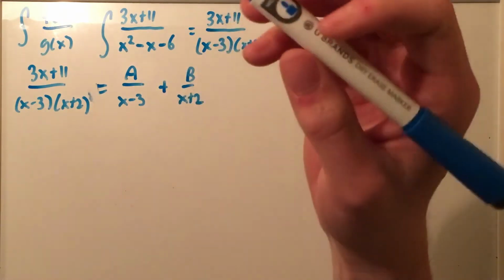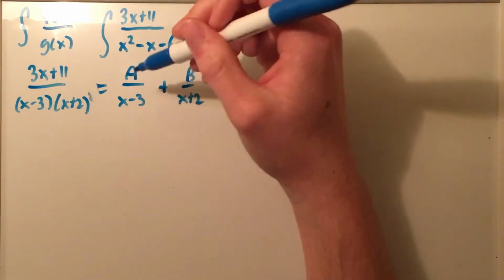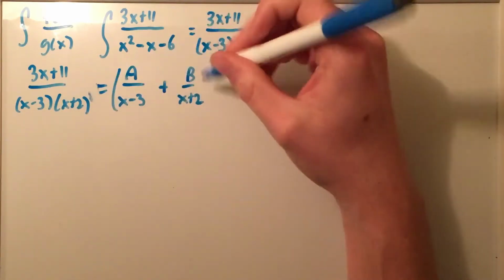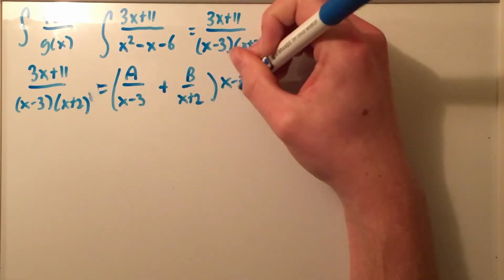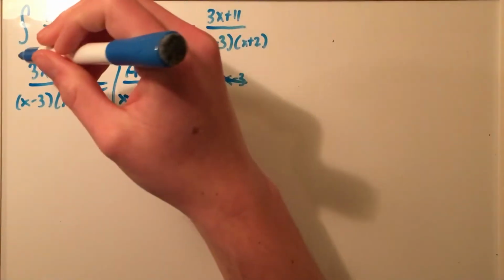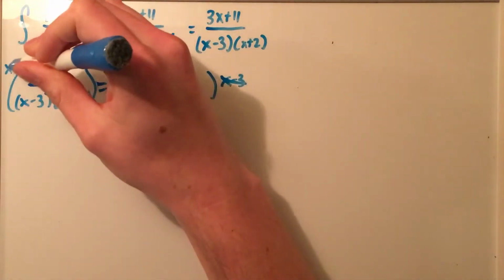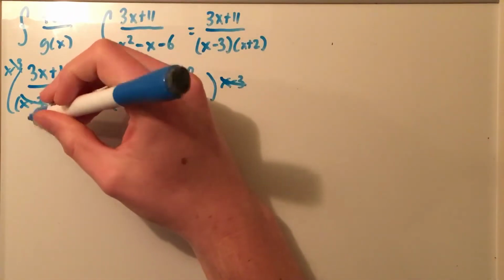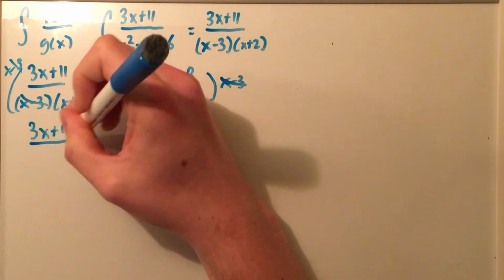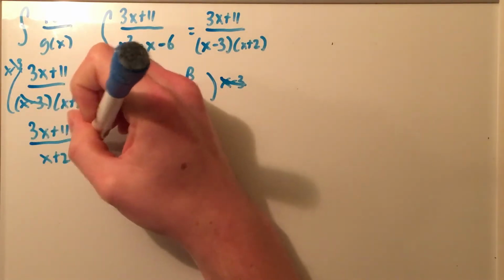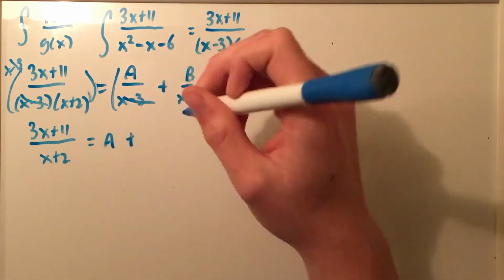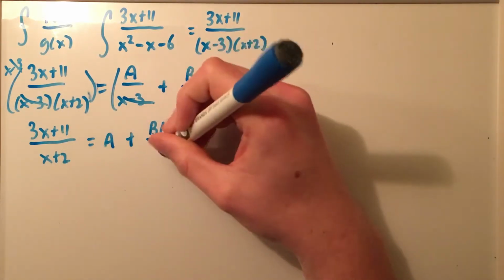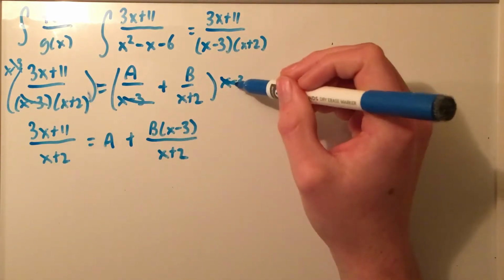To start out, say I want to find the a, because eventually you want to find the a and the b, and then you solve the integral. To find the a, I multiply both sides by x minus 3 to get the a alone. The x minus 3 cancels right there on this side, and on the other side. So this is going to be 3x plus 11 over x plus 2 is equal to a plus b times x minus 3 over x plus 2, just because I multiplied it right there.